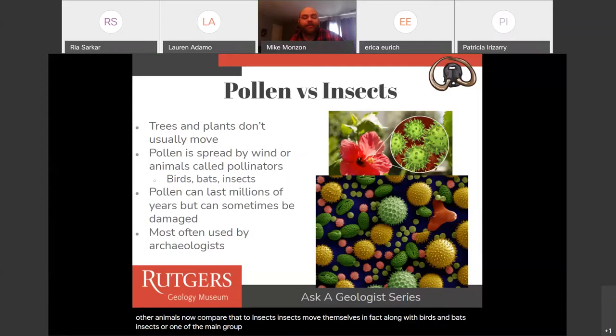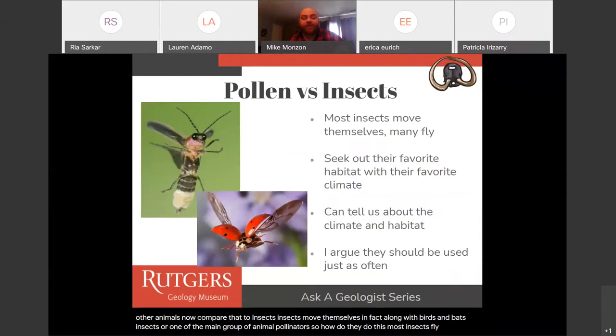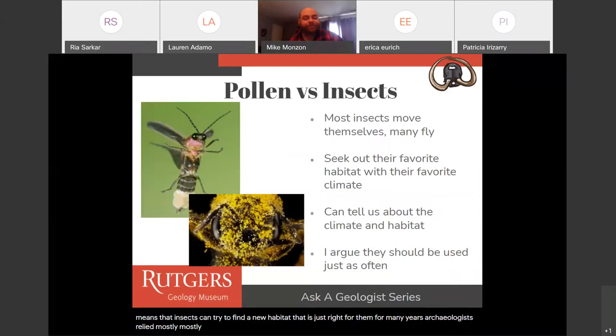So how do they do this? Most insects fly, just like the beetle on the left that we call a lightning bug, or the other beetle that we call a lady beetle. The ability to fly means that insects can try to find a new habitat that is just right for them. For many years, archaeologists relied mostly on pollen to tell them about the ancient weather. But since insects can move around, like this wasp right here that's covered in pollen, insects can try to find their favorite habitat and their favorite climate. So I argue that insects should be used in archaeology just as much as pollen.